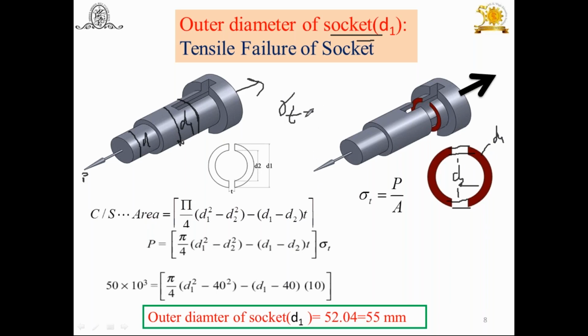Again, a simple equation: sigma T is equal to P upon area. But how to find out this area? This area we have to find out, which is highlighted by the red color. You can say pi by 4 into (D1 square minus D2 square). So you will get this. And again, you have to subtract this part from this annular ring, that's why (D1 minus D2) into thickness, this is T. So you will get the cross sectional area. You can substitute this cross sectional area here, P by sigma T. Therefore, you will get this equation.